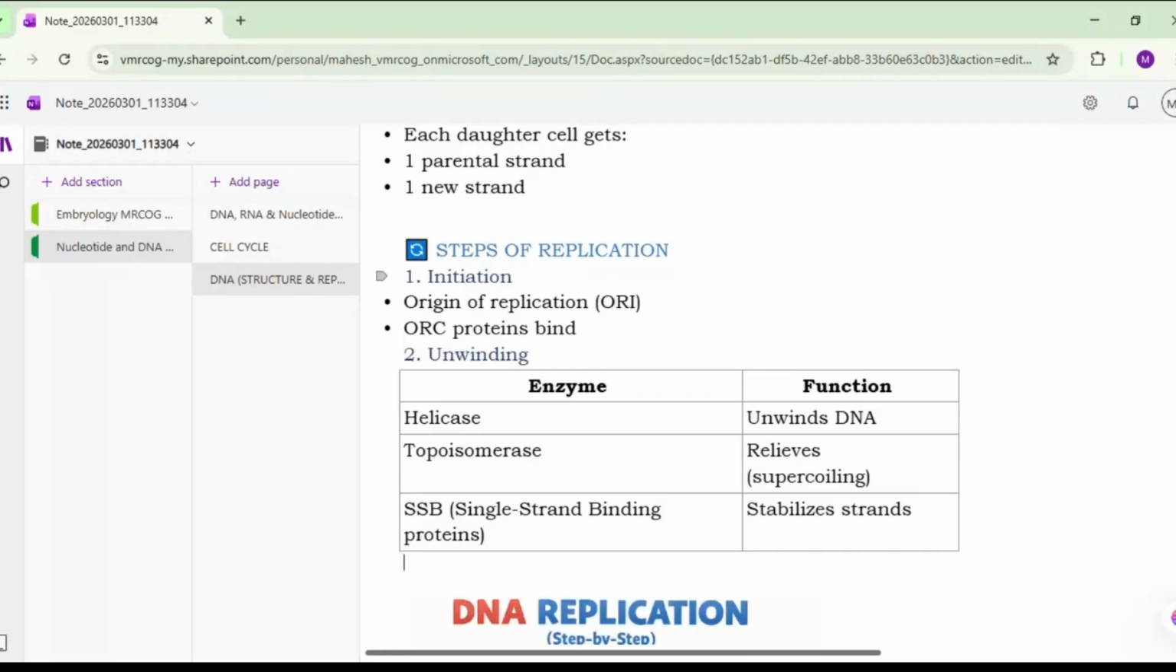The first is initiation. Second is unwinding. For unwinding, three enzymes are responsible. One is helicase, which will cause unwinding of DNA. Then there is topoisomerase, which will relieve the tension or the supercoiling. And then there is SSB, that is single strand binding proteins, which will stabilize each strand.